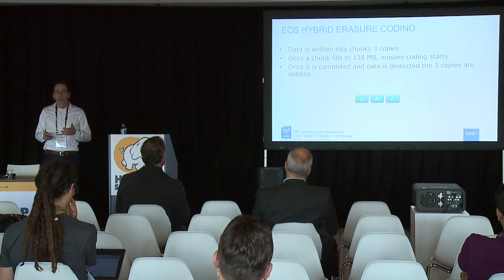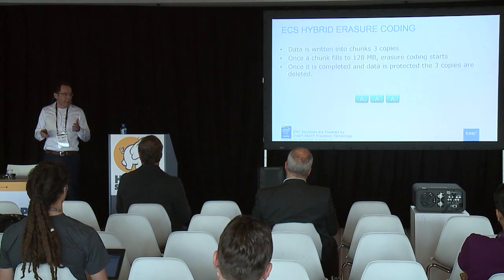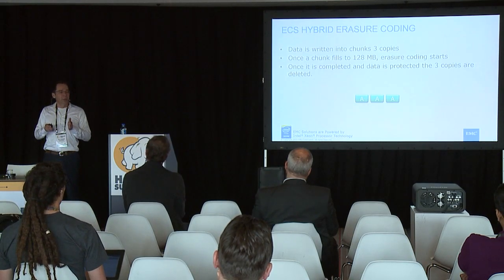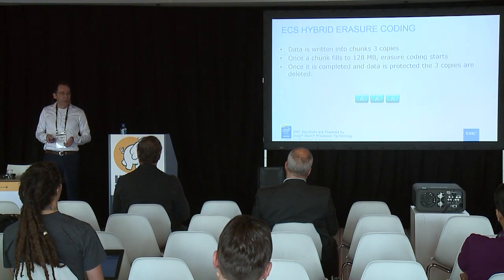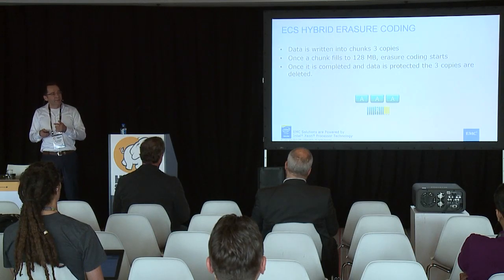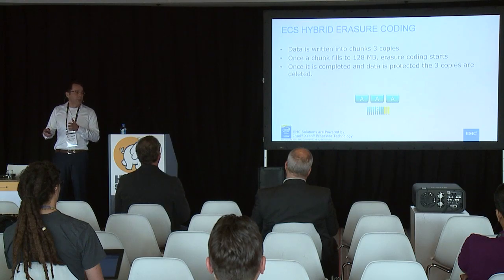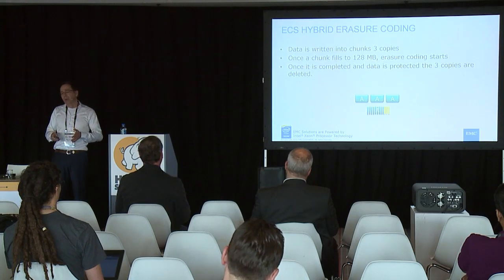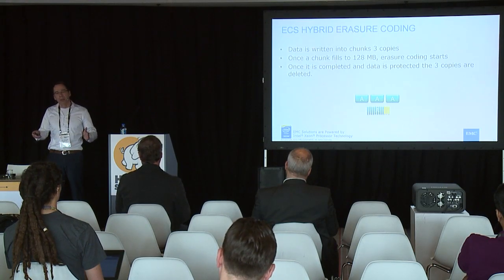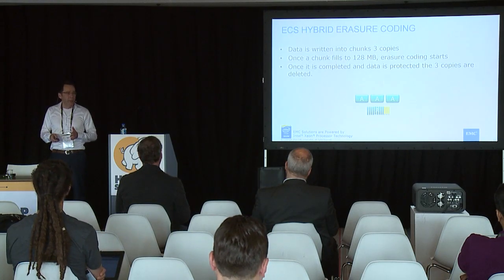And with ECS, we have implemented a hybrid model that marries the two good things of both worlds. So first of all, when we write the data, we do 3 blocks. That's for performance. And we do it in chunks of 128 megabytes. And once a chunk has been filled, then we start erasure coding on that chunk. Right, so that's the second phase then. So we get the performance out of the copying process, but at the end of the day, we do erasure coding, and we do also distributed erasure coding.